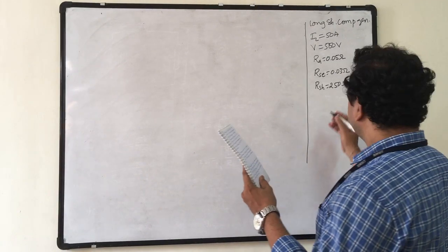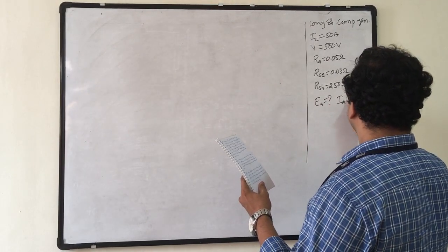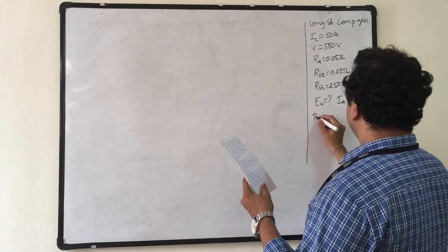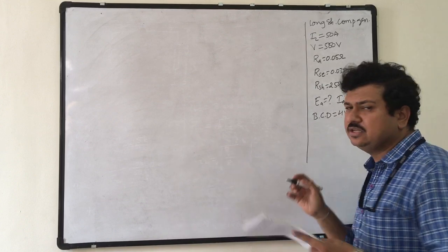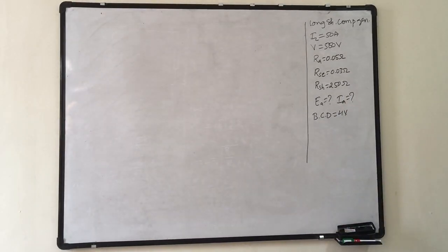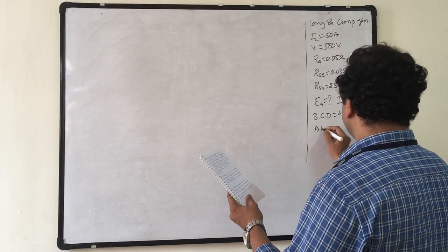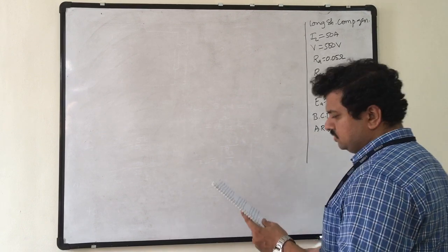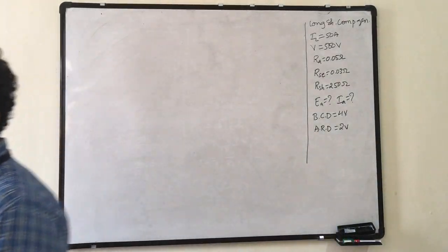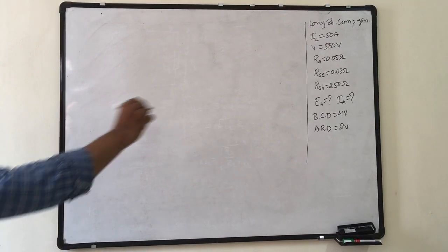Calculate the generated EMF and armature current, that is EA and IA. The total brush contact drop is 4 volts and the armature reaction drop is 2 volts. So here we are not neglecting the armature reaction drop. Okay, so now I will draw the circuit diagram first.